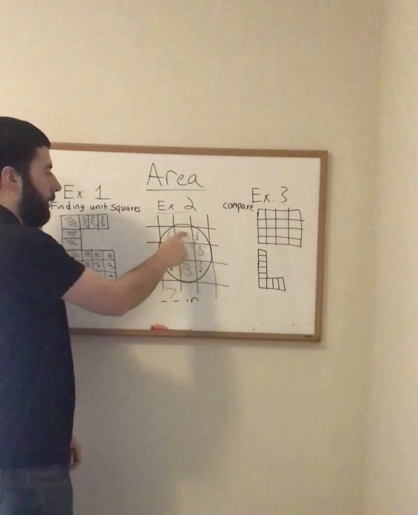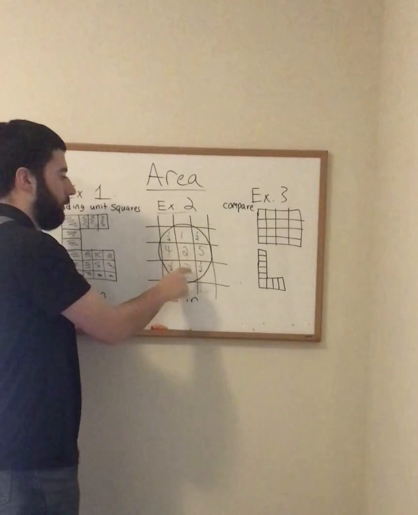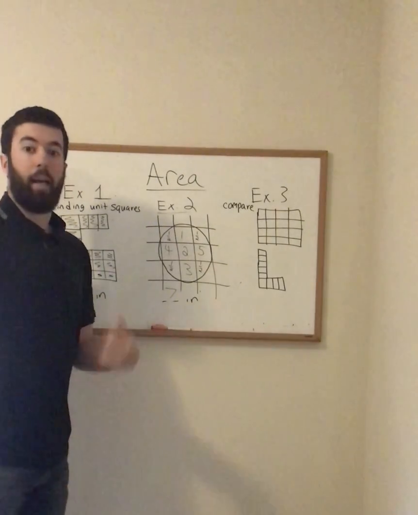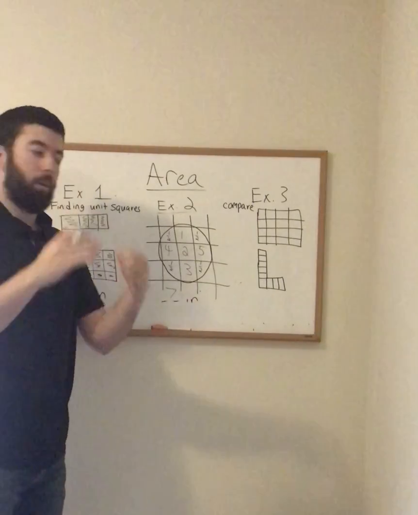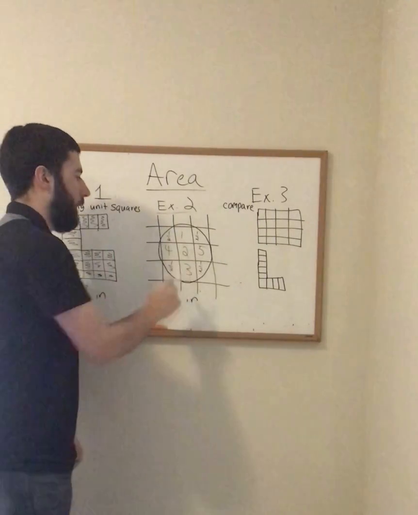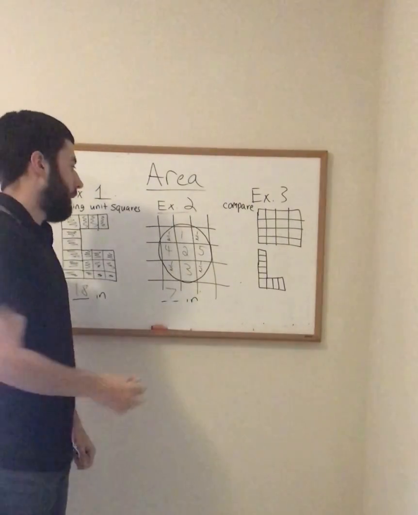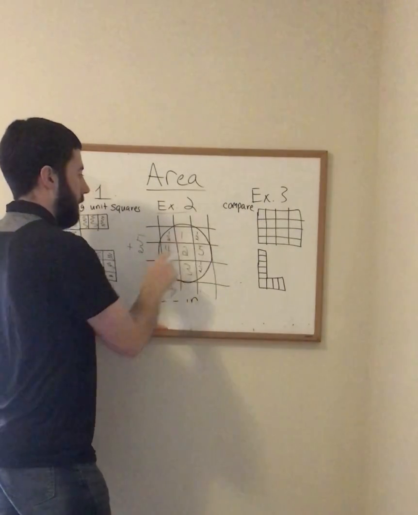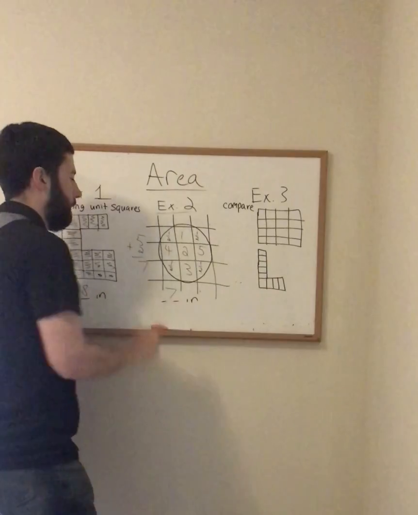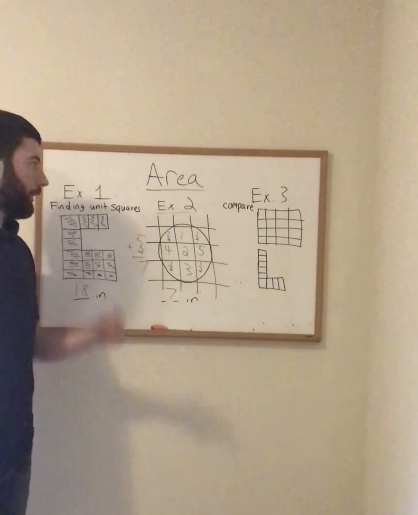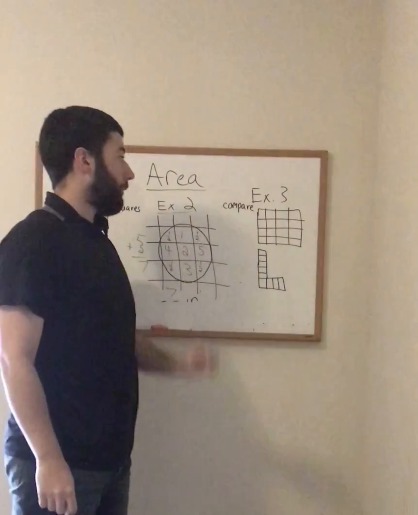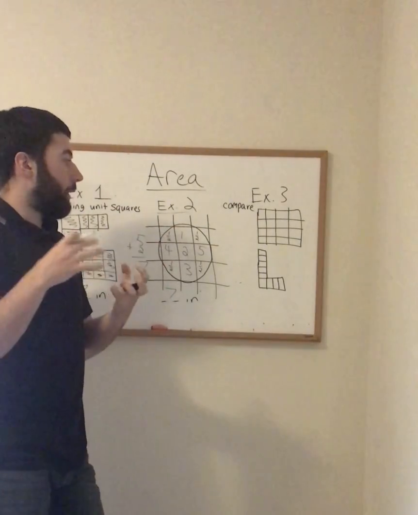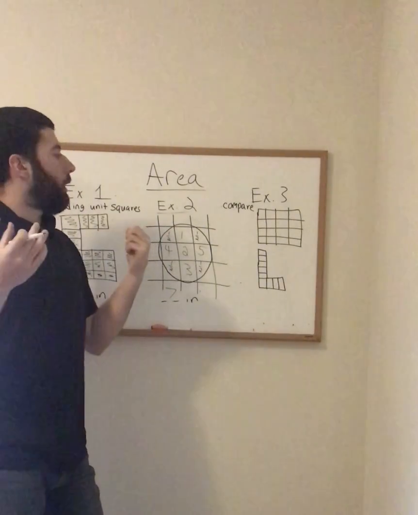So what I did is I counted all my whole squares, 1, 2, 3, 4, 5, and then I added my halves. If you add a half and a half, you make one whole. Another one, if you add a half and a half, you make one whole. So you add the 5 plus the 2 that I got from the halves, and I have 7 inches. So that's example 2. Example 3 is sometimes you have to compare which shape or polygon or figure has the greatest area.